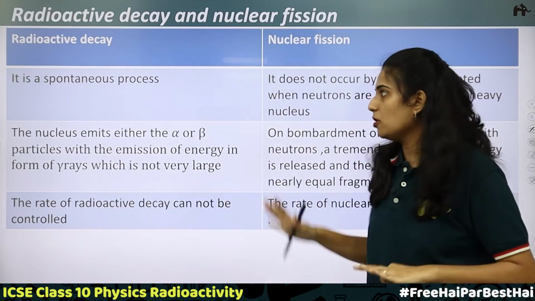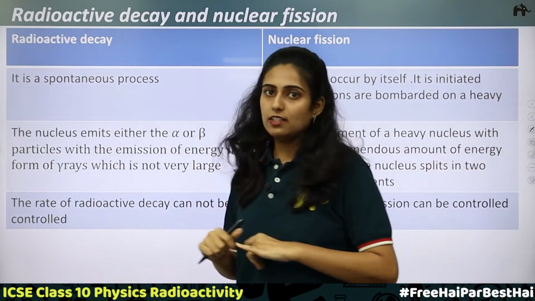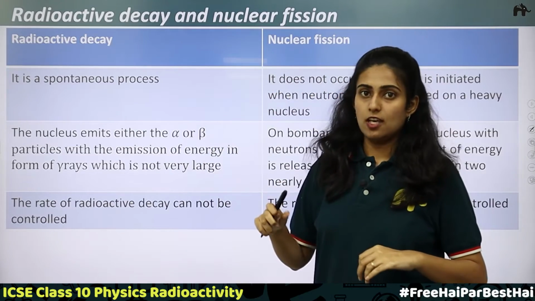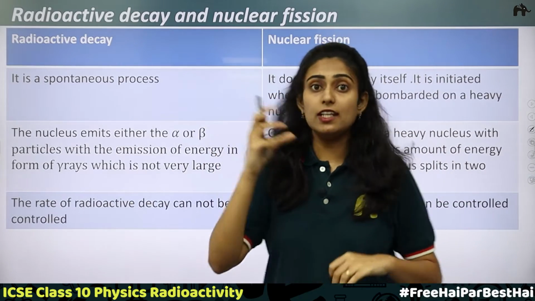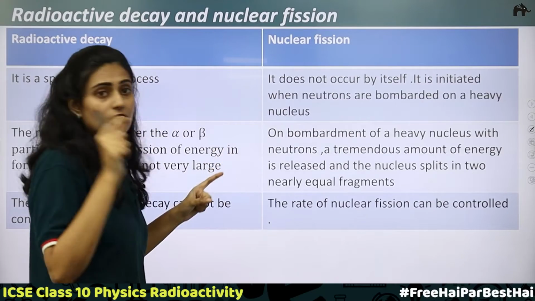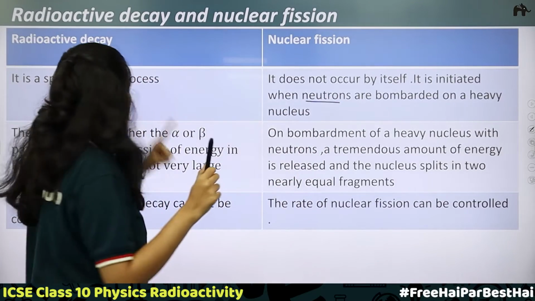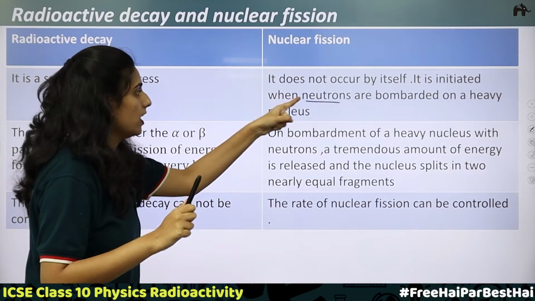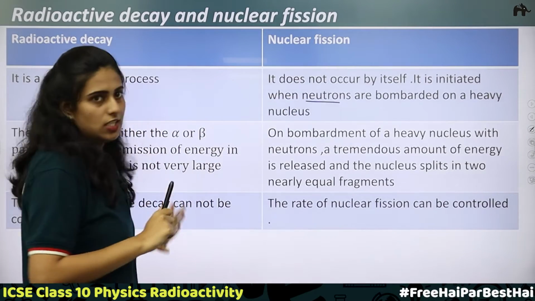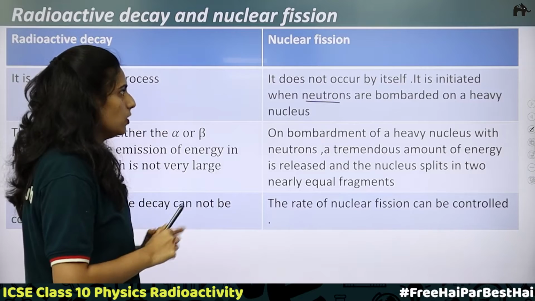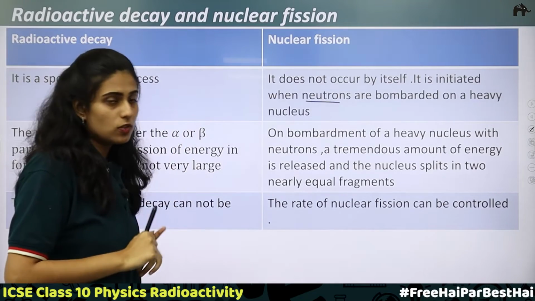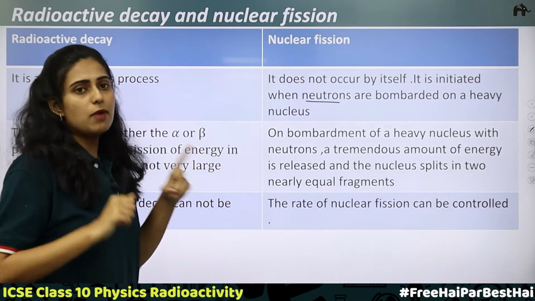We will be discussing 3 important points. First is radioactive decay. It is a spontaneous process. Okay, we know that in case of a nuclear fission reaction, we need a neutron. It is initiated by a neutron. So, in case of radioactive decay, we don't require any external agent to initiate it. It is a spontaneous process. Okay. Nuclear fission. What about nuclear fission? It does not occur by itself.